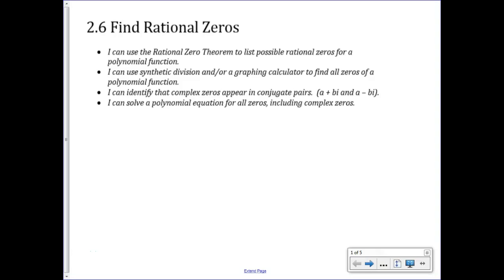Hey guys, today we're looking at finding rational zeros. So being able to list all of the possible zeros that exist, so then we can use synthetic division or factoring or something else to find those zeros.